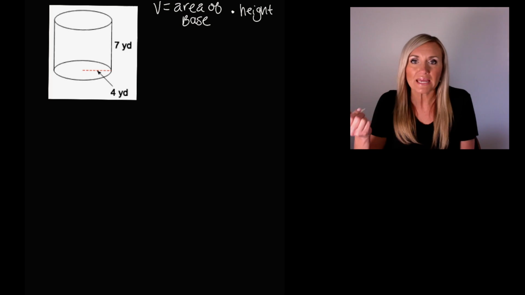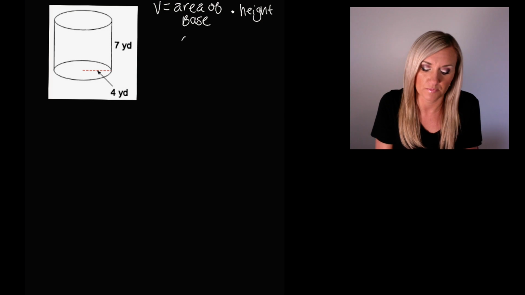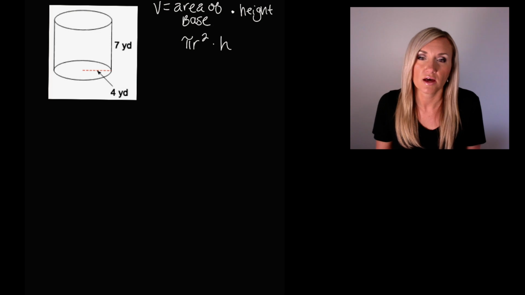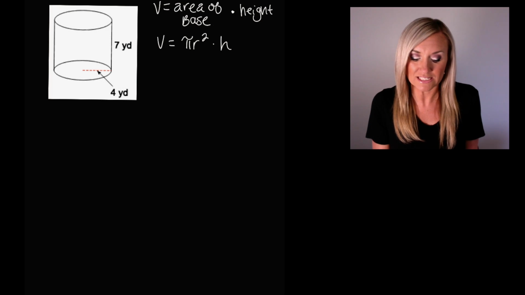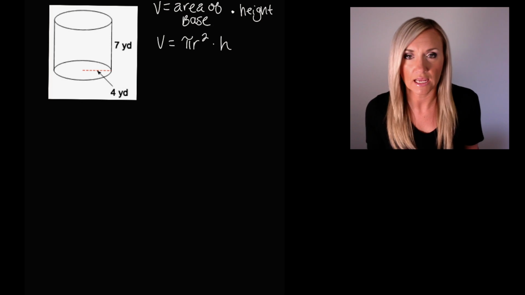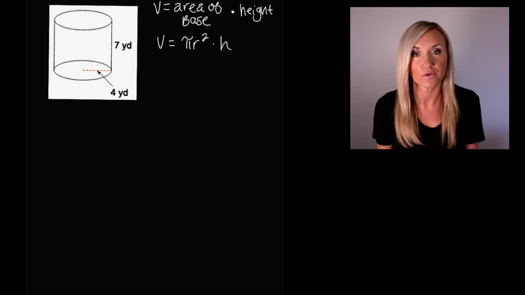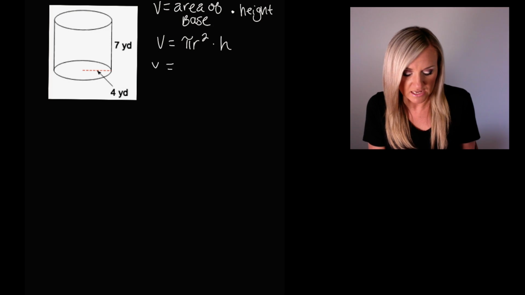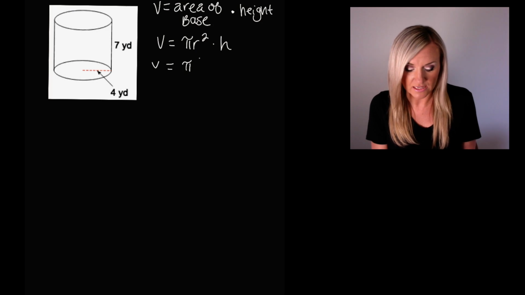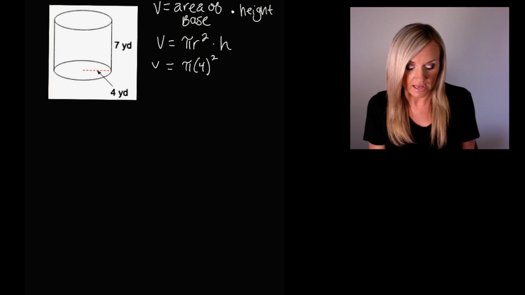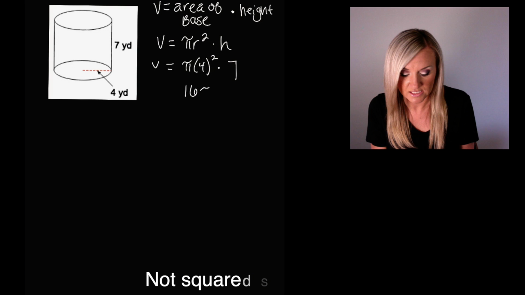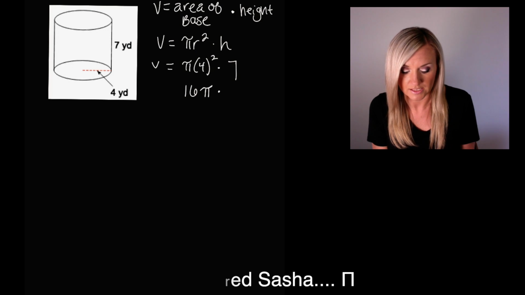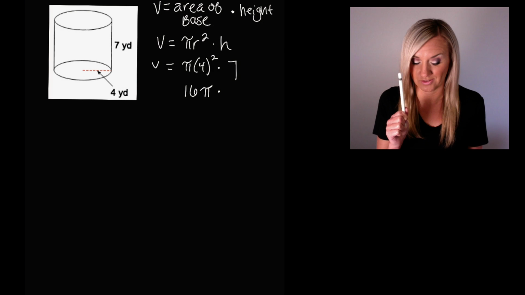Since the base of our cylinder is a circle, the area of the base is pi r squared. And the height we can just indicate with the letter h. If we are taking a look at the formula, we need to find r, which represents our radius, and h, which represents our height, and we have both of those values in our diagram. So volume equals pi, radius is 4 squared, multiplied by the height, which is 7. So we have 16 pi, not 16 squared, big difference there.